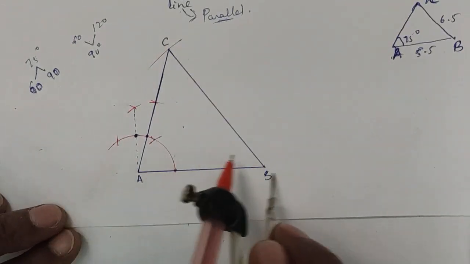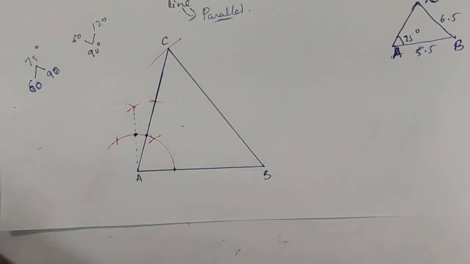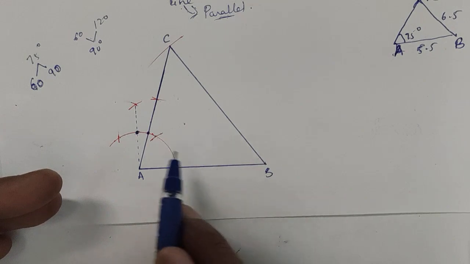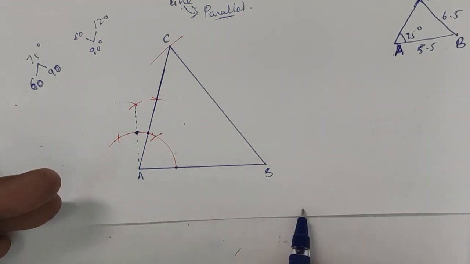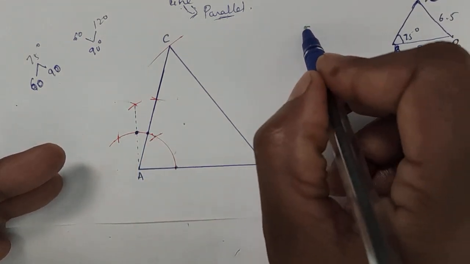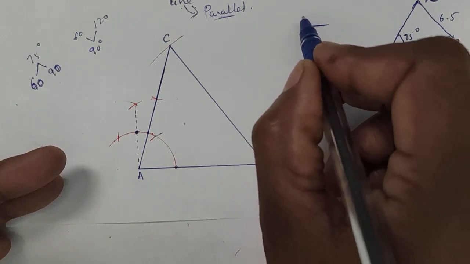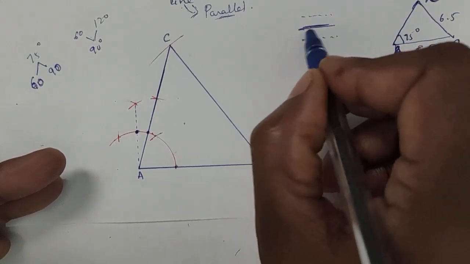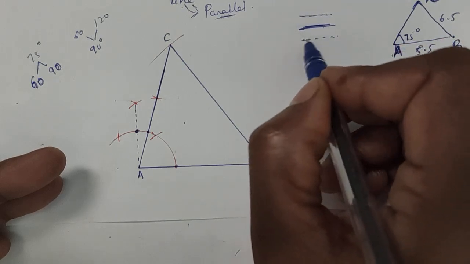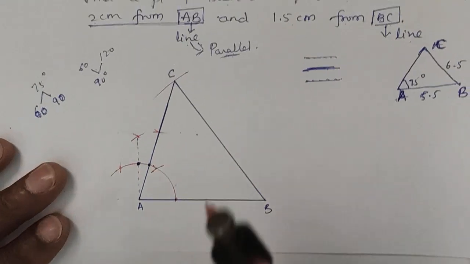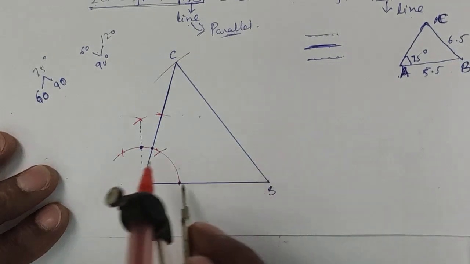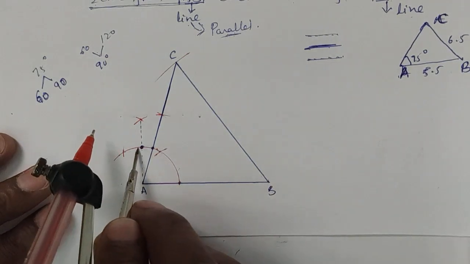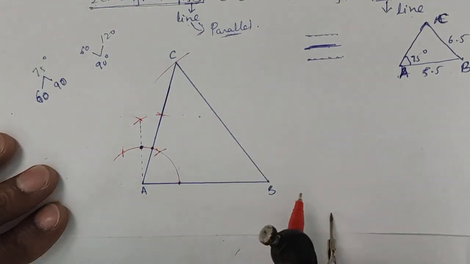So we go to AB. This is AB, no? For AB parallel, how to draw? If AB is like this, its parallel should be like this, above one and below one. See, I show you. If the AB line is like this, its parallel should be above and below like this. So now the required parallel for AB: we have to draw 2 centimeter parallel, above one and below one.